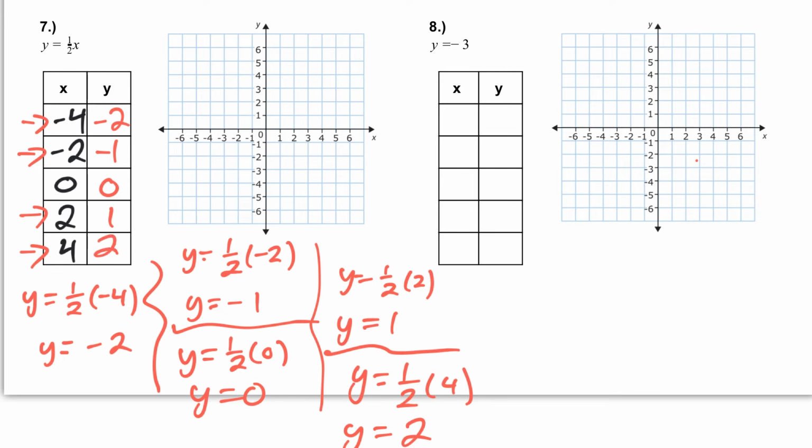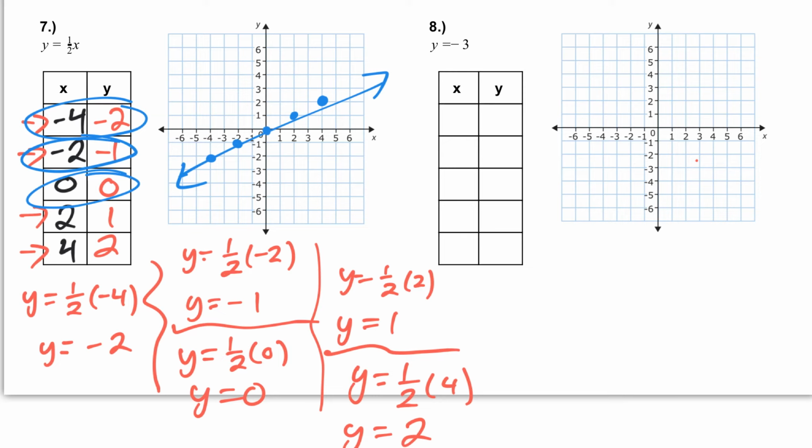If we were to graph these, the first point, negative 4, negative 2, is left 4 down 2. Then we have negative 2, negative 1, left 2 down 1, 0, 0 right there at the origin, followed by right 2, up 1, and right 4, up 2. Line through it, arrows on the end. There's the graph of our function y is equal to 1 half x.